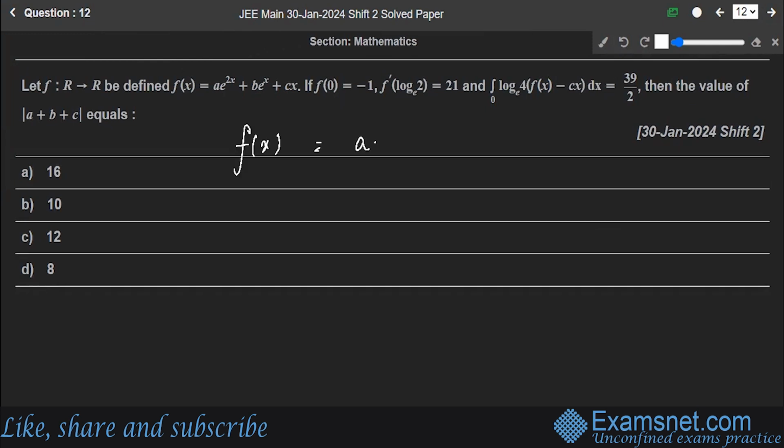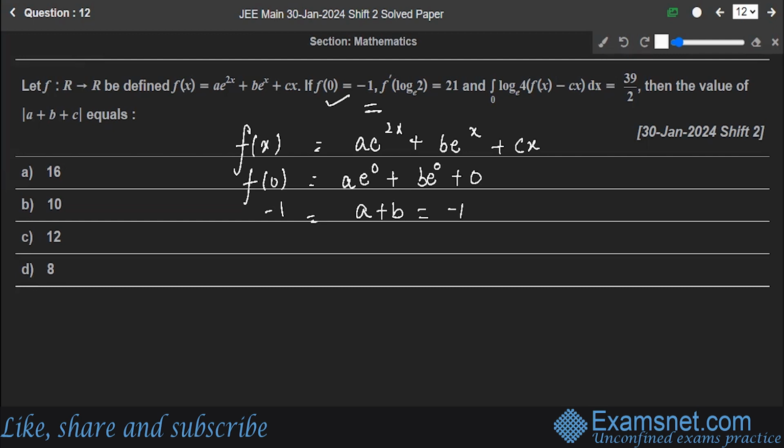You have f(x) is a e power 2x plus b e power x plus c into x. You are given that f(0) is equal to -1. So if I put x as 0, you have a into e power 0 plus b into e power 0 plus 0. So you have a plus b that is equal to -1. Let's say this is equation 1. Now let's find out the derivative of it. f dash x is equal to 2a e power 2x plus b e power x plus c.